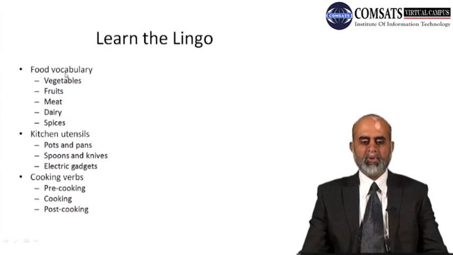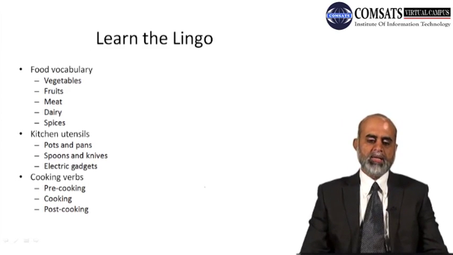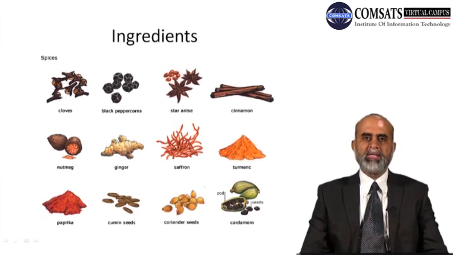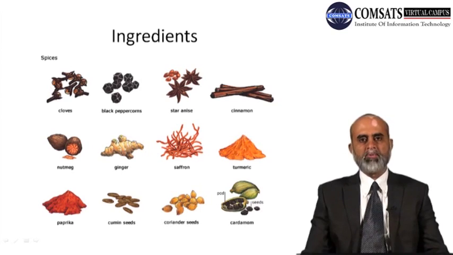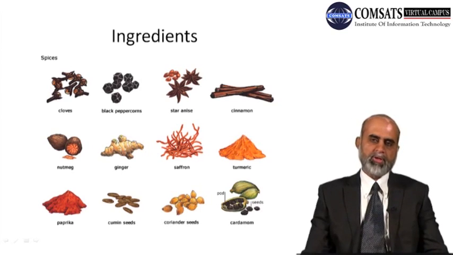And you can subclassify them into vegetables, fruits, meat, dairy, spices, and the rest of the things in the same way as I've shown them on the slide. Okay, now let's learn some vocabulary and see if we can use these ingredients. Normally it is very difficult to explain these spices, so I want you to look at these pictures, and a picture is worth 1,000 words. I don't need to explain them.